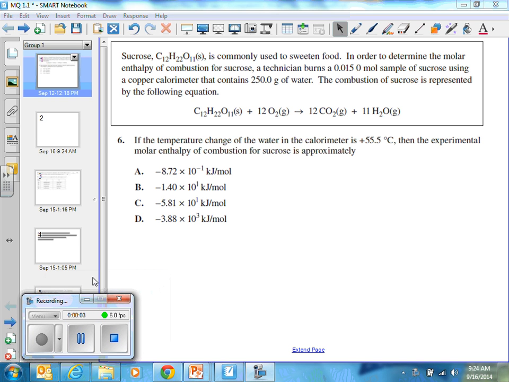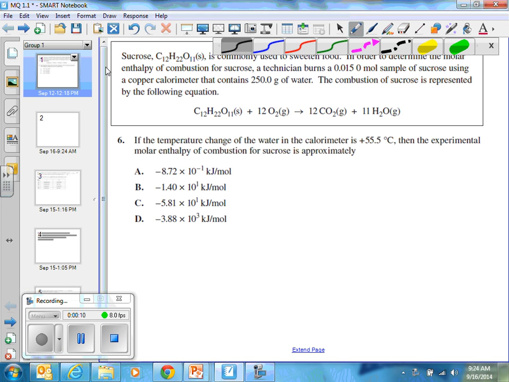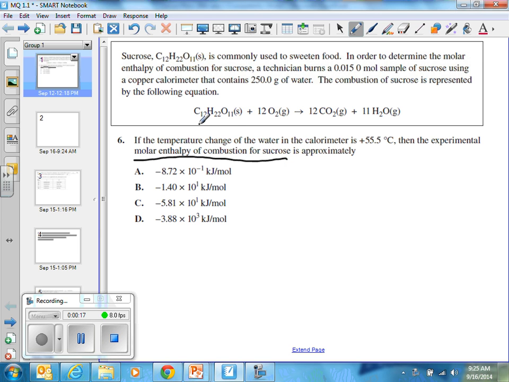Okay, so for question 1, we are given a chemical reaction and we're asked to find the molar enthalpy of combustion for sucrose. So here's sucrose, and we're asked to find what is the molar enthalpy of sucrose. So when we're setting up questions like this involving a calorimeter, we have to remember that the enthalpy change of the system is equivalent to the energy gained or lost by the surroundings.